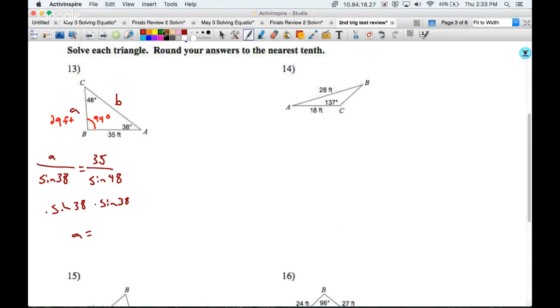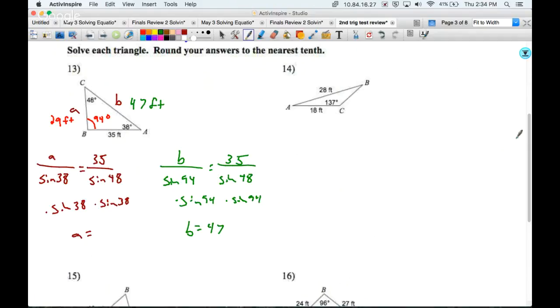Last one to get, again, we'll use law of sines for it. Little b divided by the sine of 94 equals, we can use either of these. I'll do the same one I did last time, 35 divided by sine of 48, times sine of 94. Plug that into your calculator. 35 divided by sine of 48 times sine of 94, 47 feet. And now we've got all three pieces of information there.